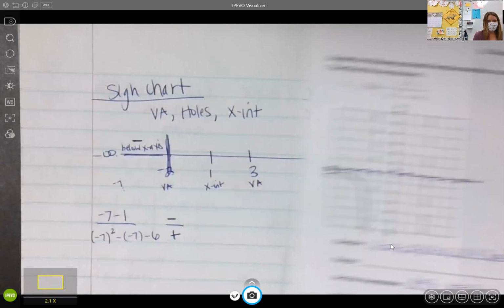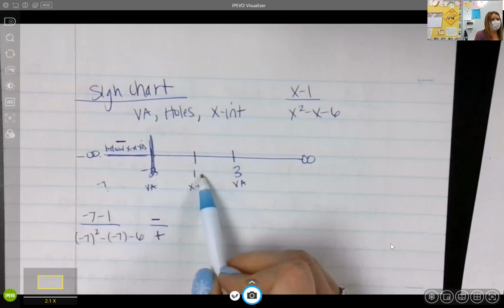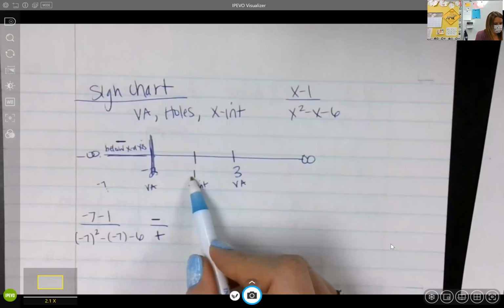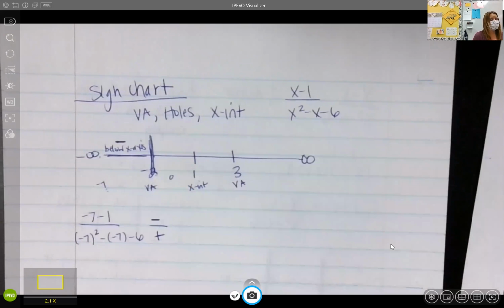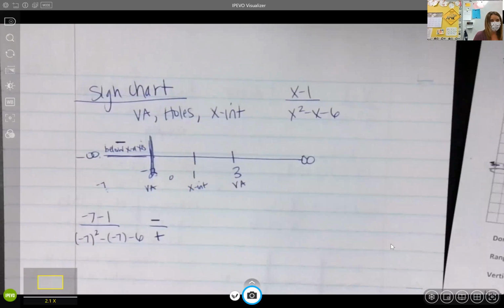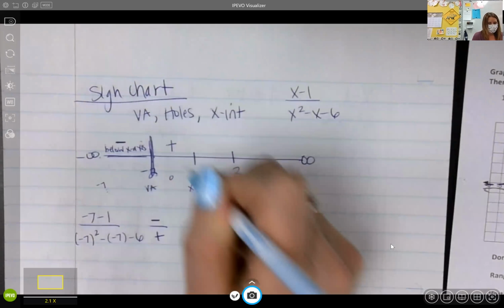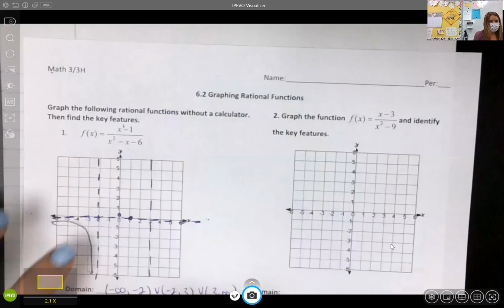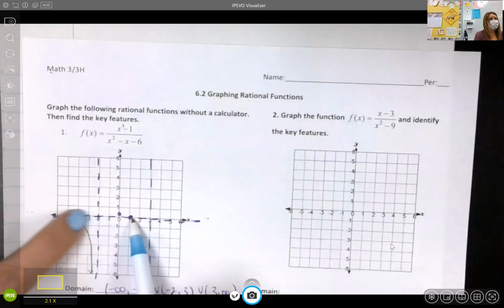So now I pick a number between -2 and 1. Okay? So pick a number between -2 and 1. There's a pretty easy number, 0. We already know what the answer is at 0. Did you get a positive or a negative on the y-intercept? It was positive. So that means between -2 and 1 right here, that graph is going to be up above the x-axis.